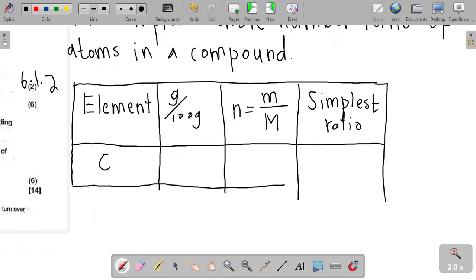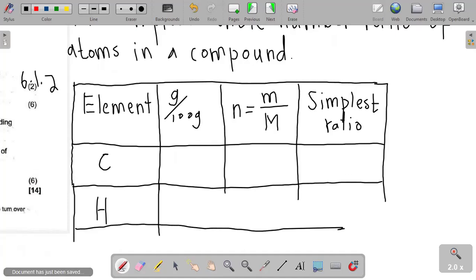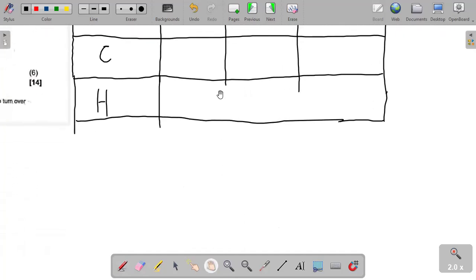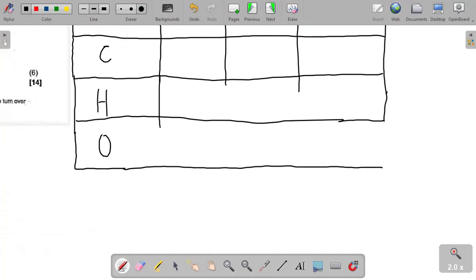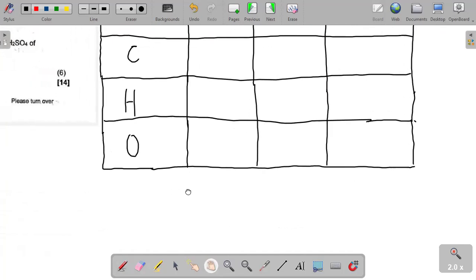It's going to be C, and then hydrogen, and the last row is going to be for oxygen. So there are three elements: CHO.